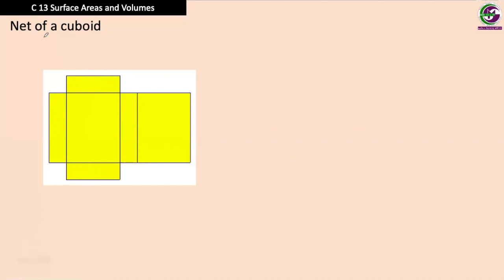Now let us consider the net of a cuboid. In the net of a cuboid, we have to be a little bit careful because the length, breadth, and height will be different from shape to shape. But for a cube, it's so easy because all sides are the same, because all faces are made up of squares. Here, let us say this is the length and this is the breadth. So this will be the height.